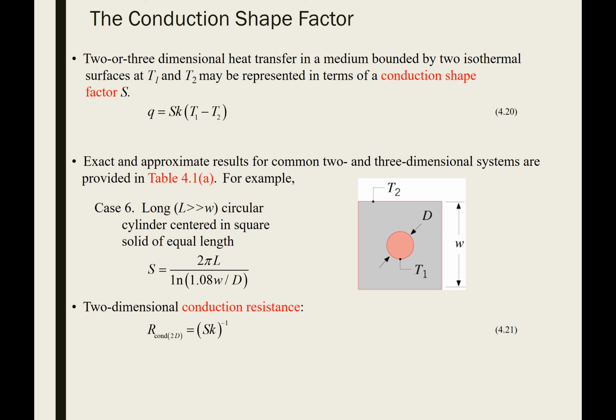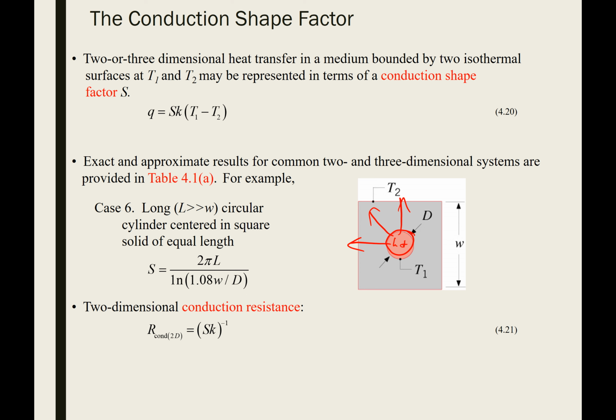This is one where you have a cylinder that's buried in a big square. So this is obviously a two-dimensional heat transfer problem. If this is hot, you're going to have heat going out this way, and you're going to have heat going out this way. You lose the symmetry here because you've got these corners to deal with.